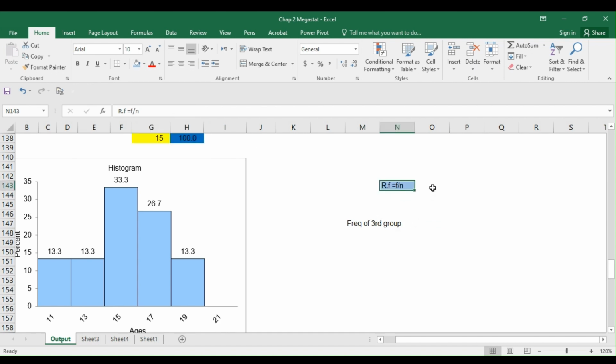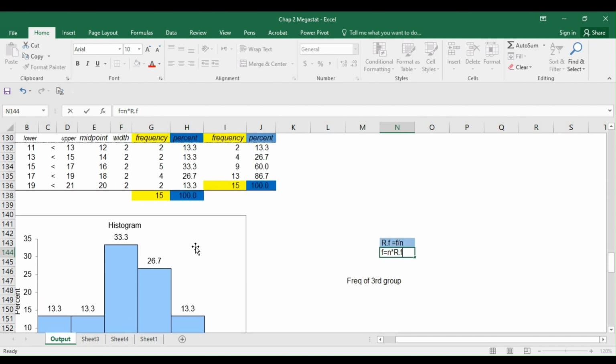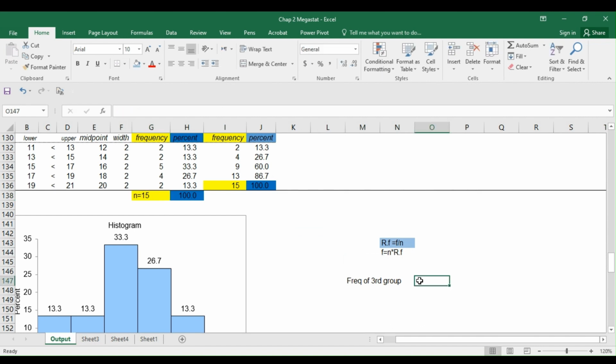If I need frequency, so from here what will be the formula for f? Frequency equals n times relative frequency. So we know n equals 15. How do you know it is 15? Here this is n, this is n, Shabab, this is n. The sum of frequencies equals n. Okay.